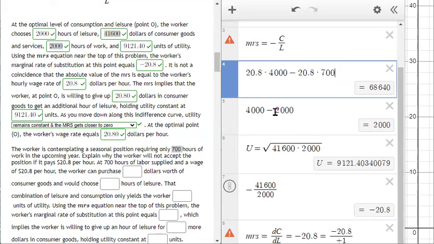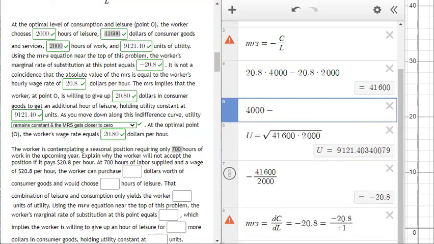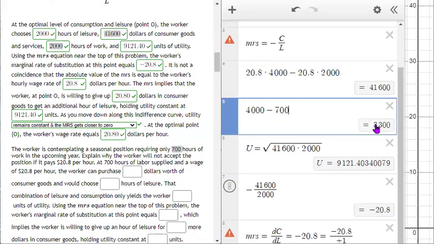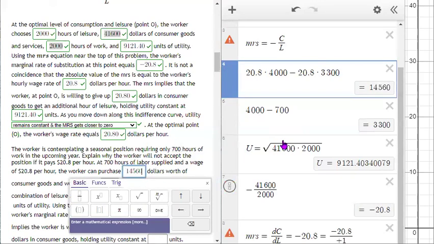All right. So, sorry. Let's reset that. If hours worked is 700, and we have 4,000 to devote to leisure or work, then we leisure 3,300, right? So if I replace this with 3,300, I get a consumption level of 14,560. That's not very much, is it?